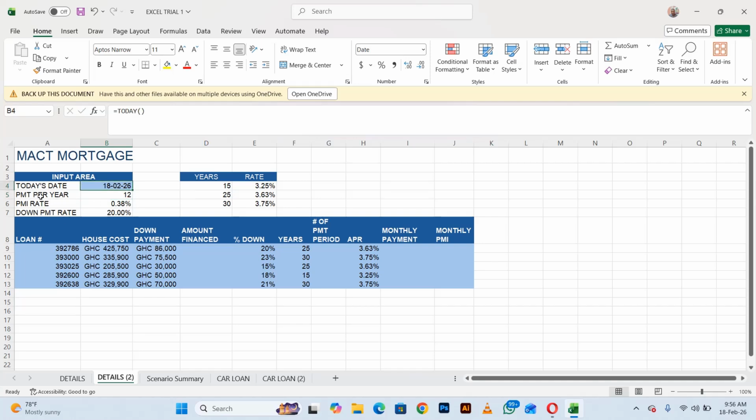Then the payments per year. It's given, we are paying 12 times in a year, and the PMI rate, that is the insurance rate, is 0.38%, and the down payment rate is 20%. They are telling us that anybody who takes a loan should make a minimum down payment of 20%. If the person does not pay a minimum of 20%, then the person has to pay insurance. He should pay extra, and that is the way of reinsuring it.